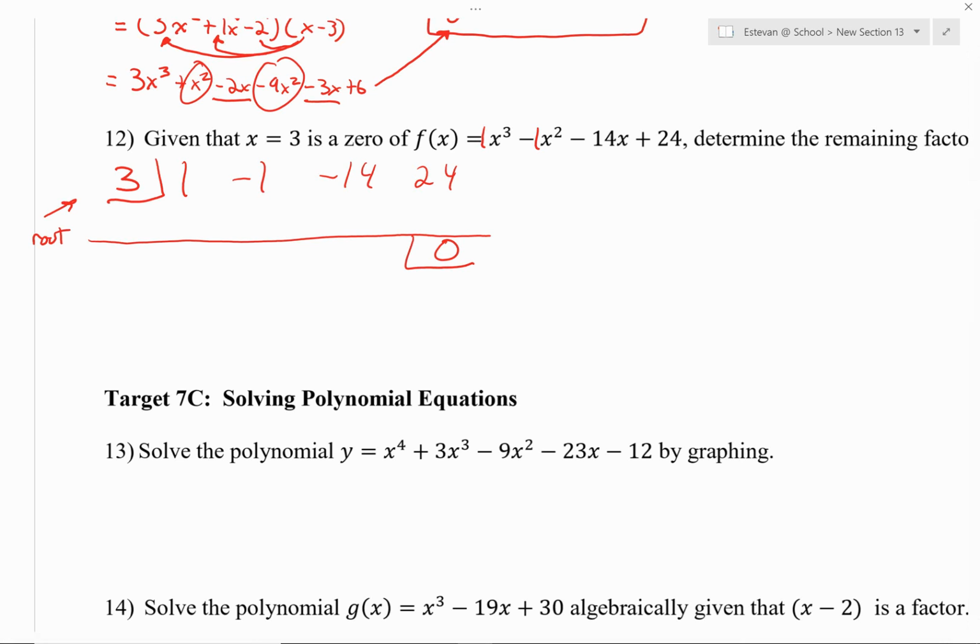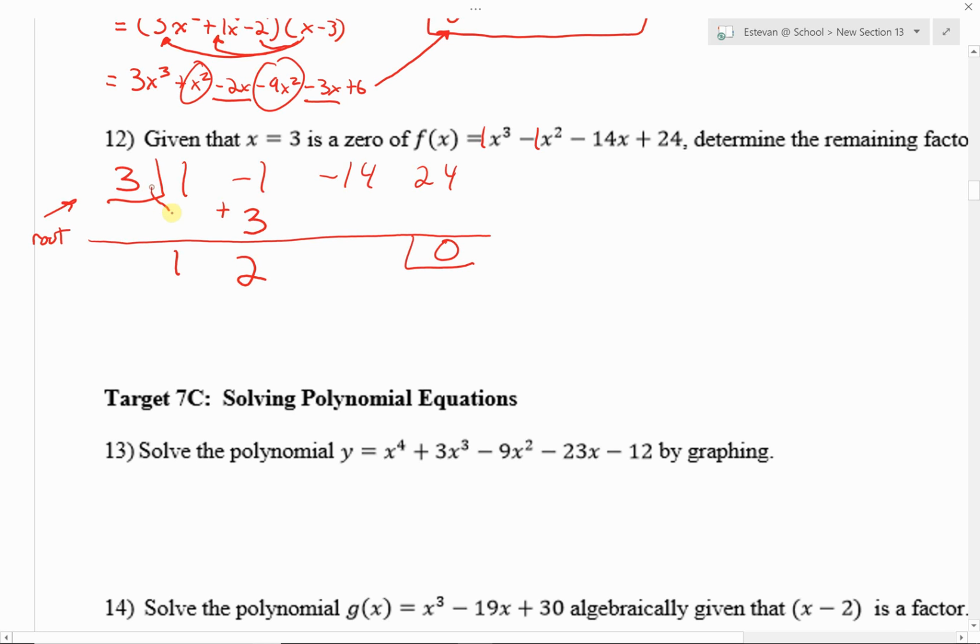After setting up synthetic division, you have to bring down the first term, which is 1. Then you need to multiply the terms. 3 times 1 is 3. Put it underneath the next term. Then you need to add them. Negative 1 plus 3 turns out to be positive 2.